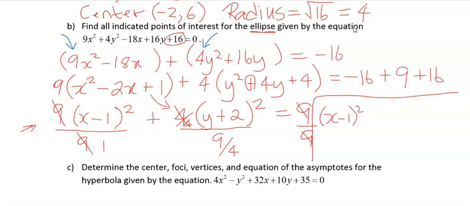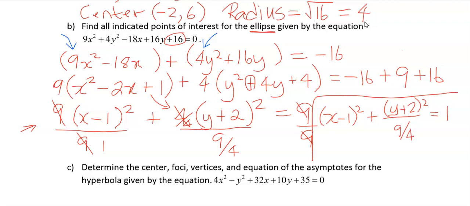x minus 1 squared, and you can put that over 1 if you want, like I say. And then you have a plus, and then y plus 2 squared divided by 9 over 4. Now, it's not often you get a fraction in a denominator, but in this case we did, and that's equal to 1. And now, of course, the problem, remember, said find all indicated points of interest. Well, you can easily get things like the center. You can tell which way this ellipse is elongated. Is it stretched vertically or is it stretched horizontally?